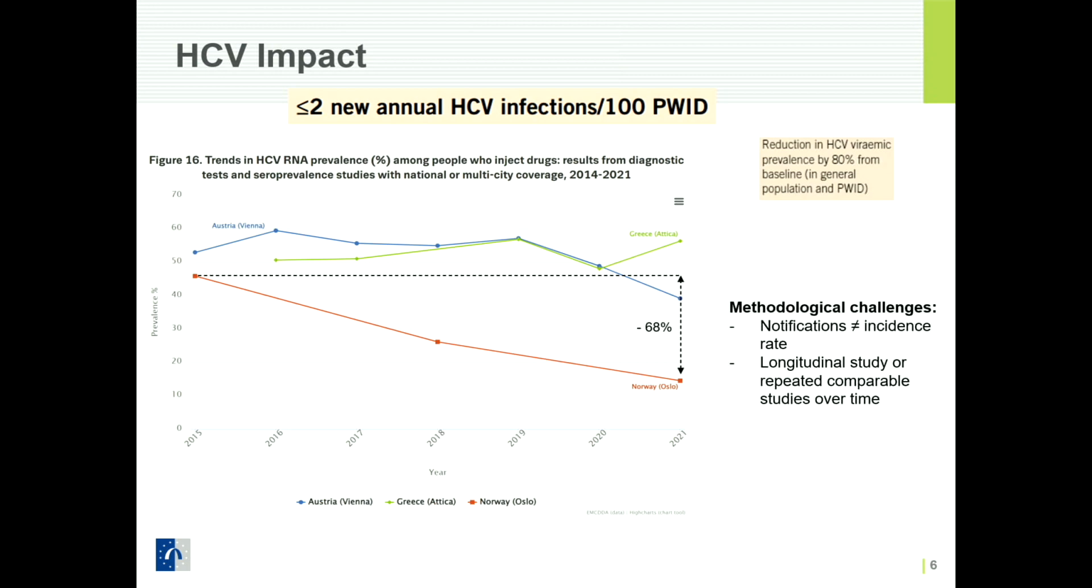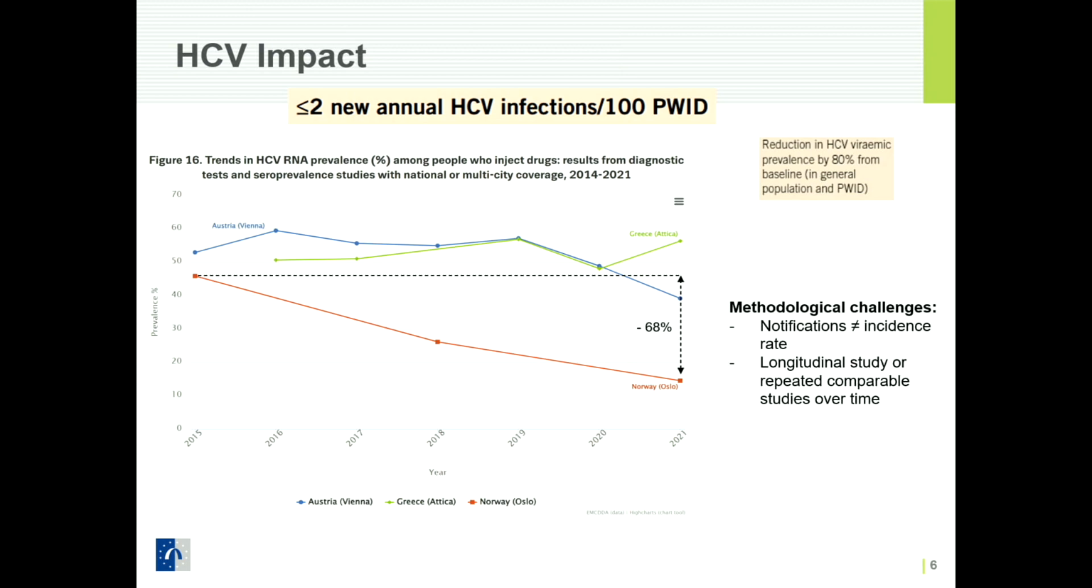The last indicator I want to focus on briefly is the impact for HCV. The WHO target here is less than 2, so it's an absolute target. We're aiming at less than 2 incidence cases per 100 people who inject drugs by 2023. So here, the easy solution would be to rely on notifications of new HCV, but that's not a solution because of the nature of the disease and the notification data we have in Europe. It reflects more the testing activity rather than real incidence rate, so that's not an option.